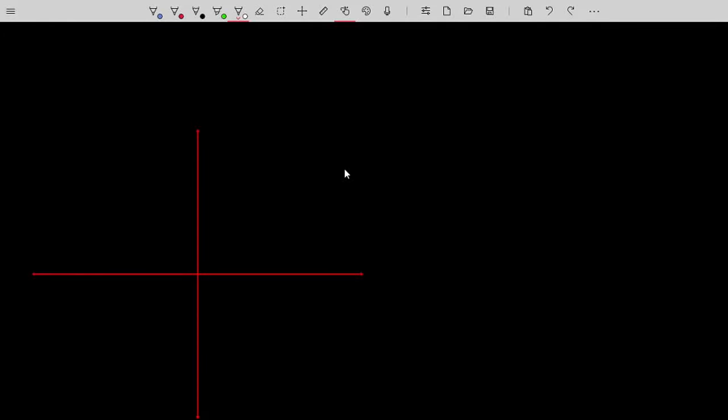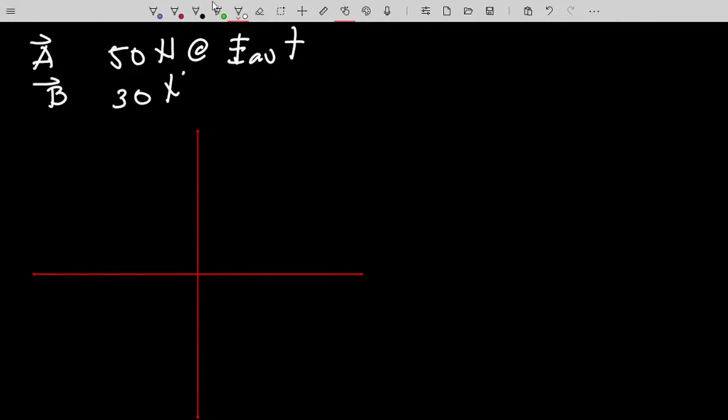In this video, we are going to focus on how to add vectors analytically. Now, we know that a vector is any quantity that has both magnitude and direction. Now, what if we have your vector A and your vector B, and the value of vector A is actually 50 newtons at east, and the value of your vector B is 30 newtons at east. Now, how are we going to add these two vectors?